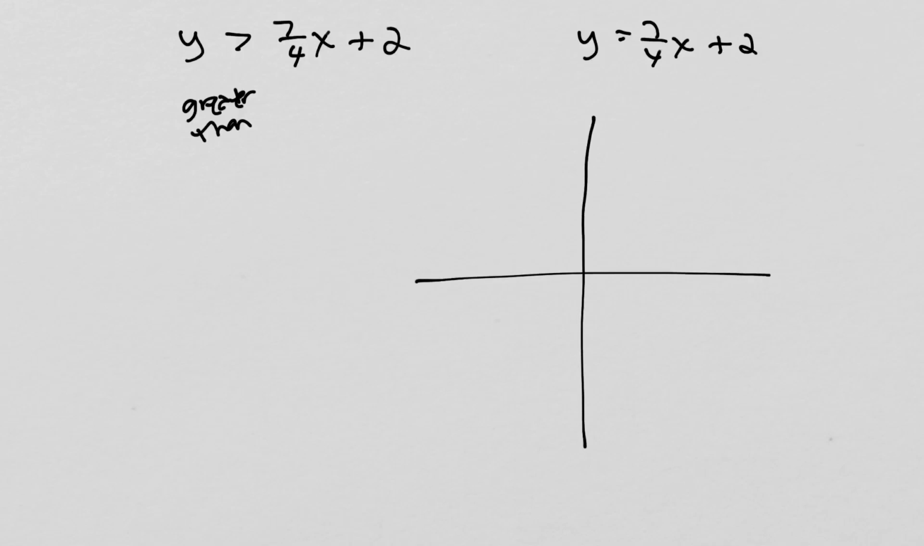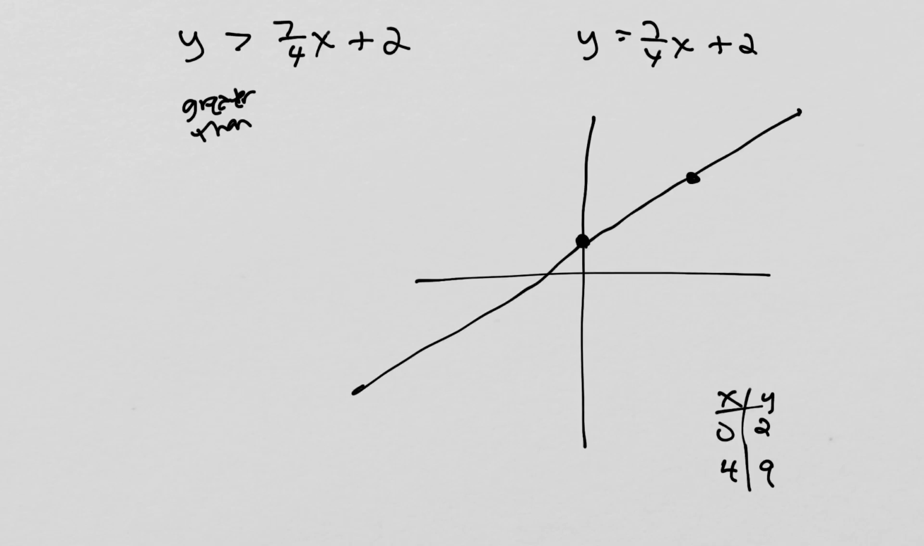Again, let's just plot a couple of points. When x is 0, we get 2. And when x is 4, we get 7 plus 2, which is 9. So I get this point (4, 9). All right, so that's what the equation looks like.